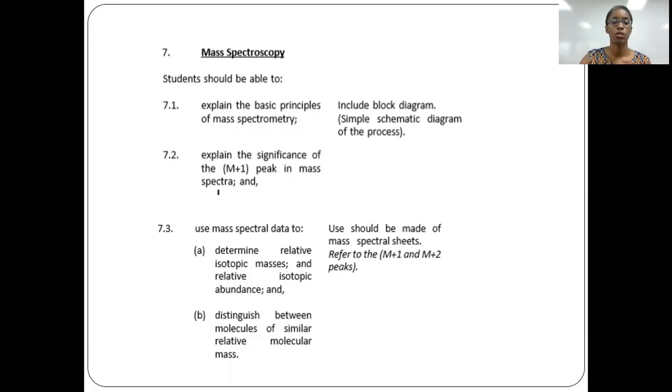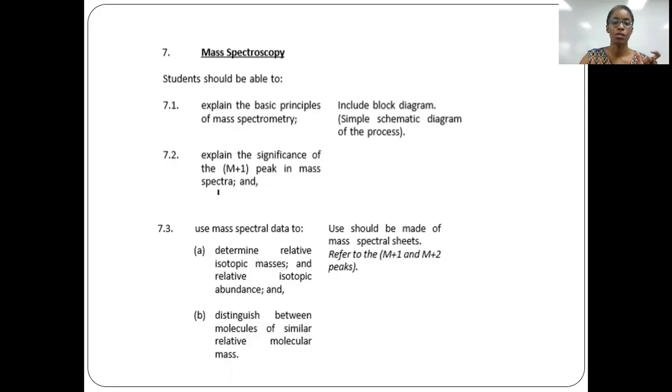The syllabus has it here as spectroscopy, but it really is spectrometry, and I'll explain why. Mass spectrometry is an analytical tool that separates based on a specific characteristic. So we do need to know what your block diagram is, and in explaining the basic principles, I know when we did IR and UV-vis, there were certain questions that you had to answer.